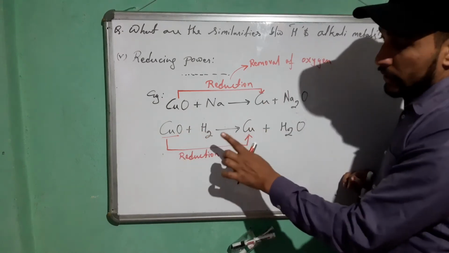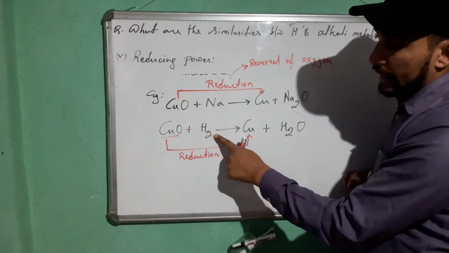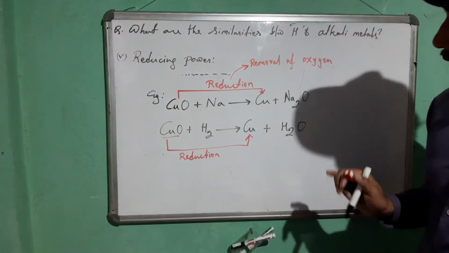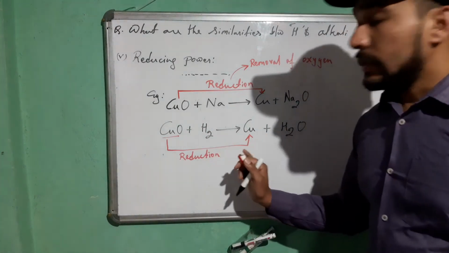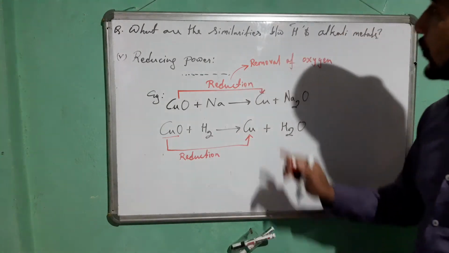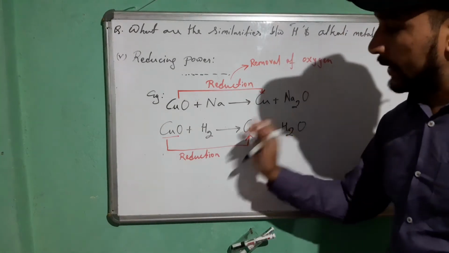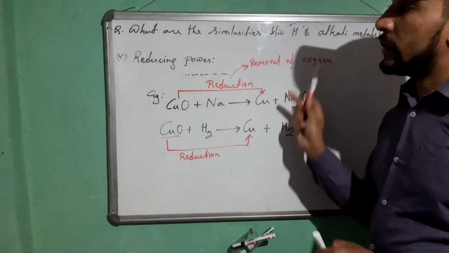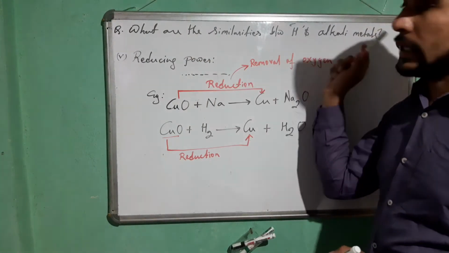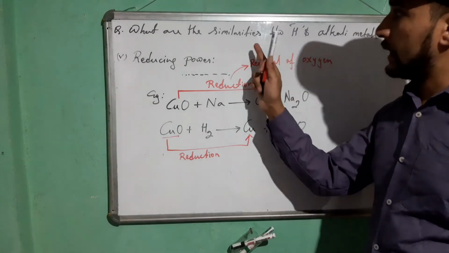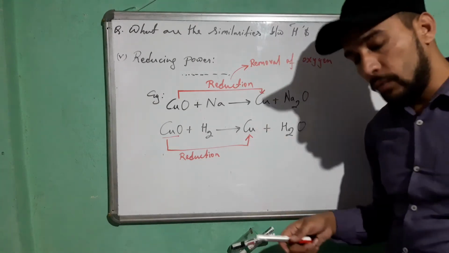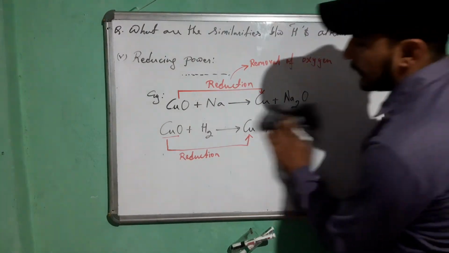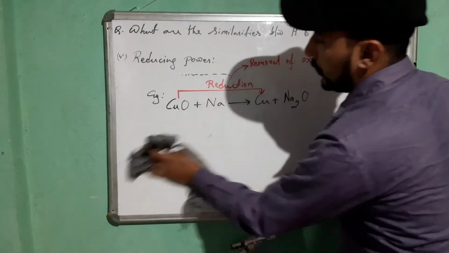Reduction is done by hydrogen. Hydrogen reduces copper oxide to metallic copper, so hydrogen also acts as a reducing agent. So alkali metals are good reducing agents, and hydrogen is also a good reducing agent. This is another similarity between hydrogen and alkali metals, due to which hydrogen is placed in group 1 of the modern periodic table. Next, note down everything.